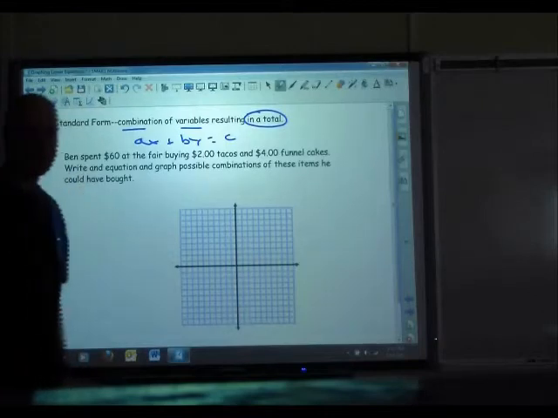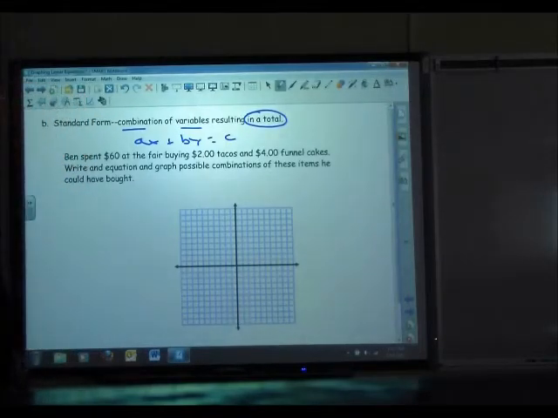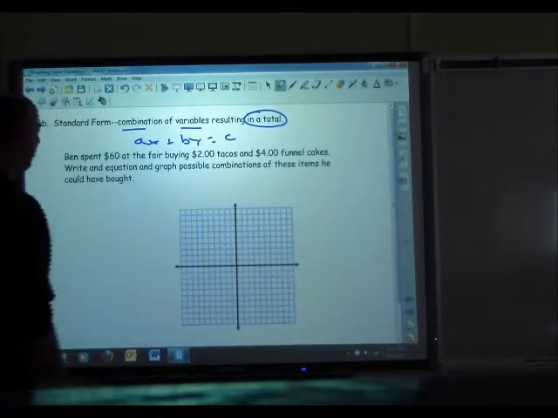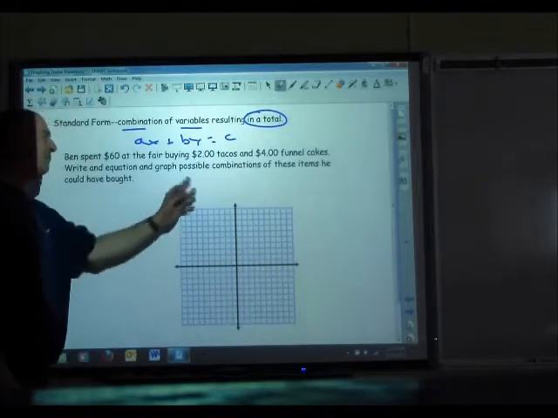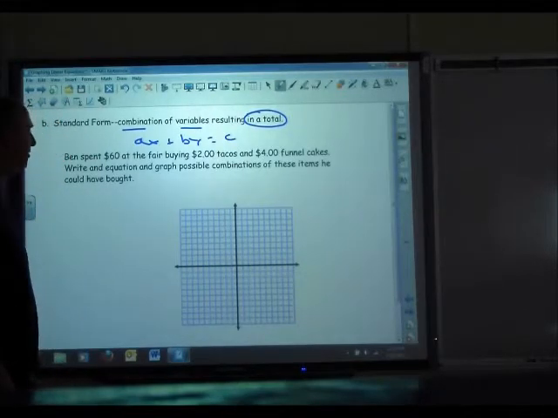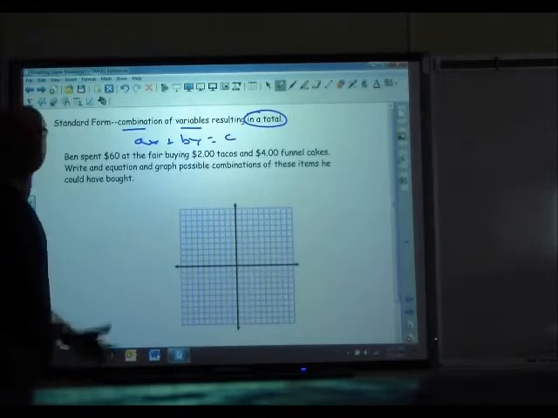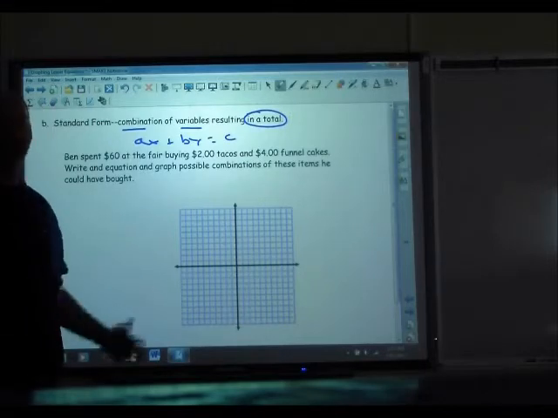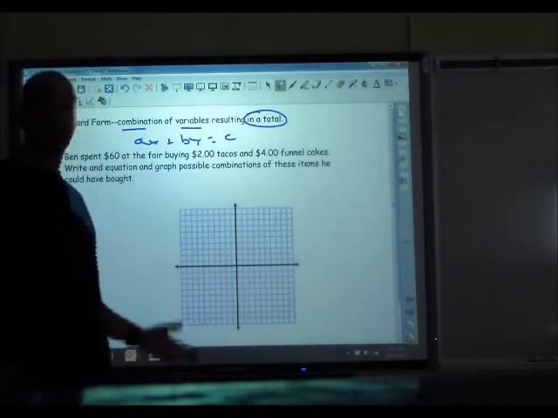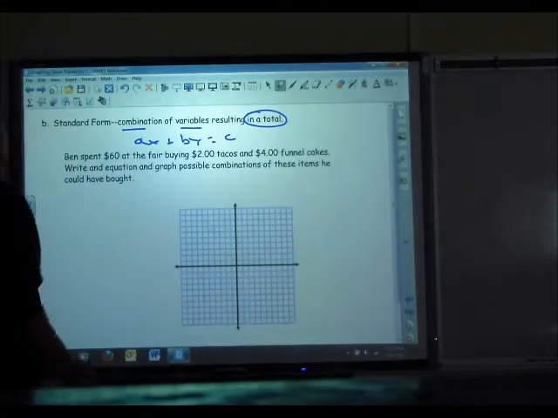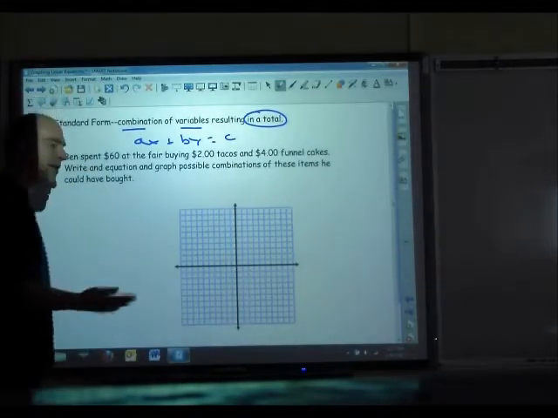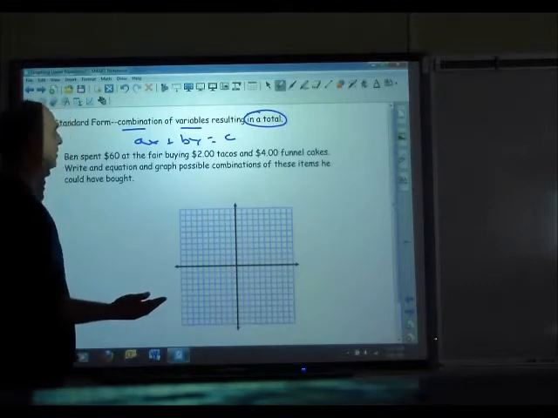Alright, so it says Ben spent $60 at the fair buying $2 tacos and $4 funnel cakes. Write an equation and graph possible combinations of these items he could have bought. So I always ask my class on a problem like this, what's the partsies, what's the wholesies? And what are we talking about? So we're talking about a kid that spent a lot of money to eat. And there's tacos and funnel cakes.